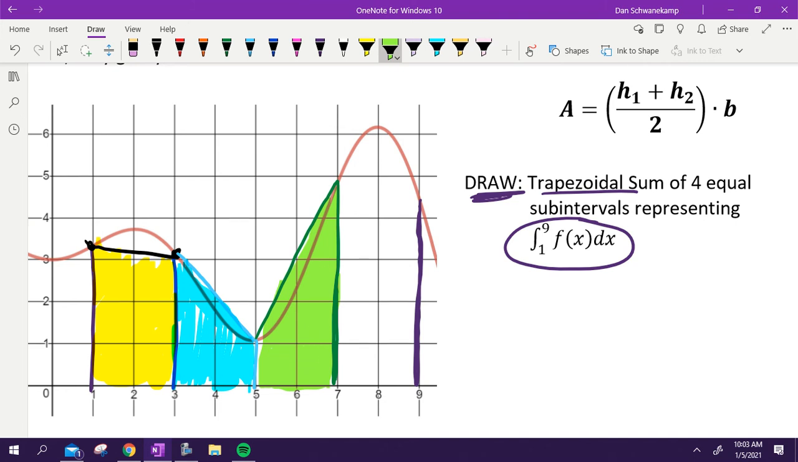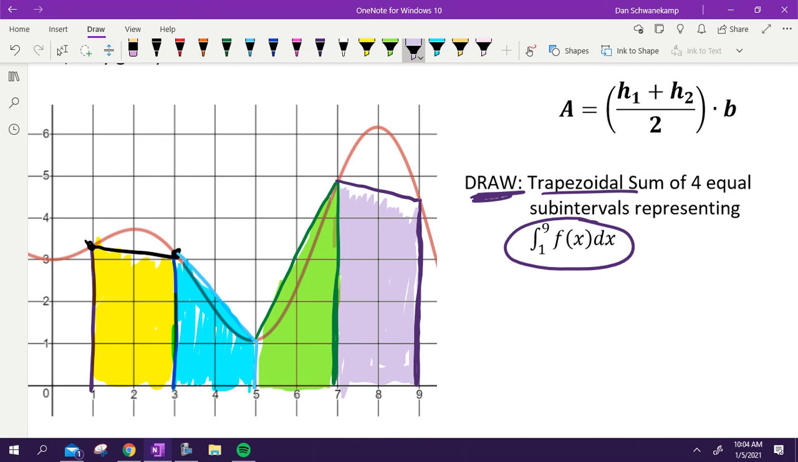And then my last one, I'm going to connect from 7 to 9 with a straight line. And I can highlight that in. That is my fourth trapezoid. Is it a perfect representation of the area under the curve? No. Is it pretty decent though? Yeah, like right here in this portion in particular, it's pretty close. Right there, it's pretty close. And imagine instead of skipping every 2, if we skipped every 1, then it would be even better.